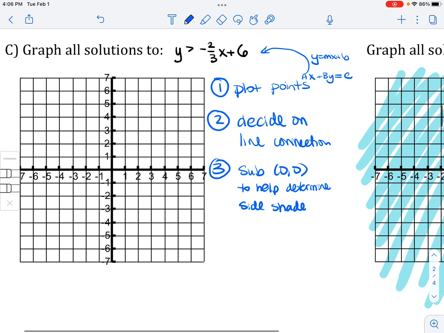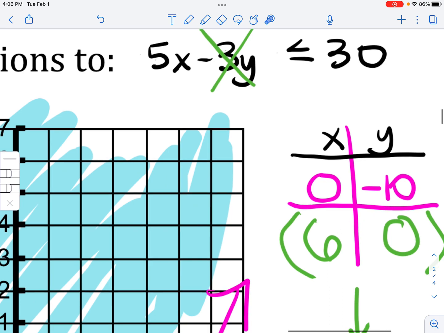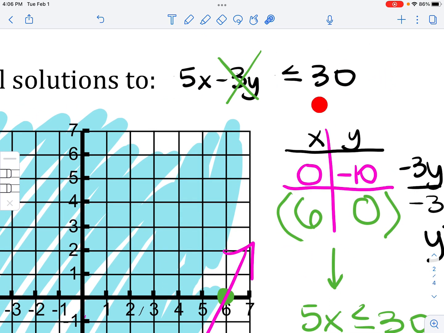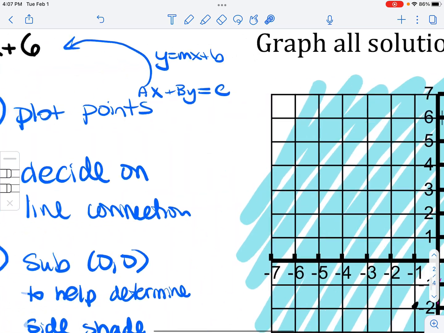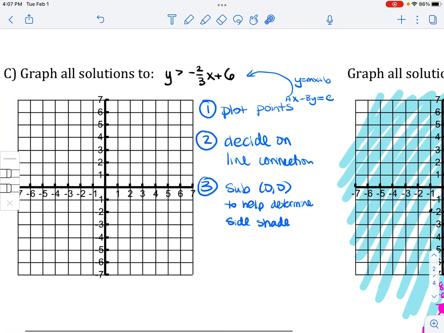All right, so first step, I'm going to get some points. Since I'm in y equals mx plus b format, plotting the points is going to be easier than in a problem that's like this. If you want more help on this kind of problem, check out the video called Shading Inequalities in Standard Form. Okay, so we've got this.